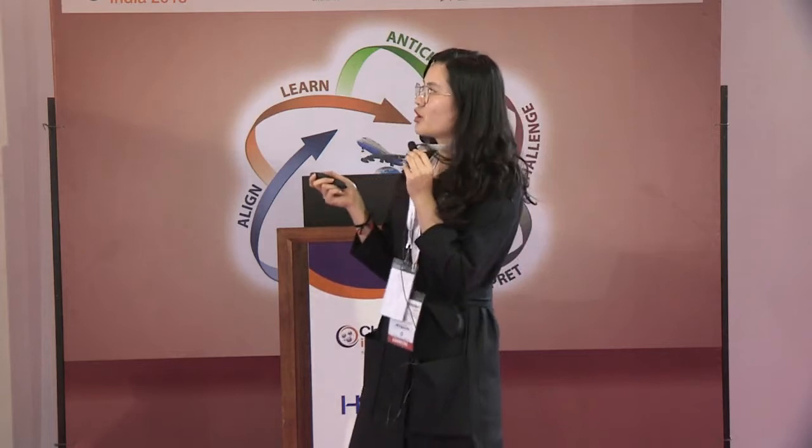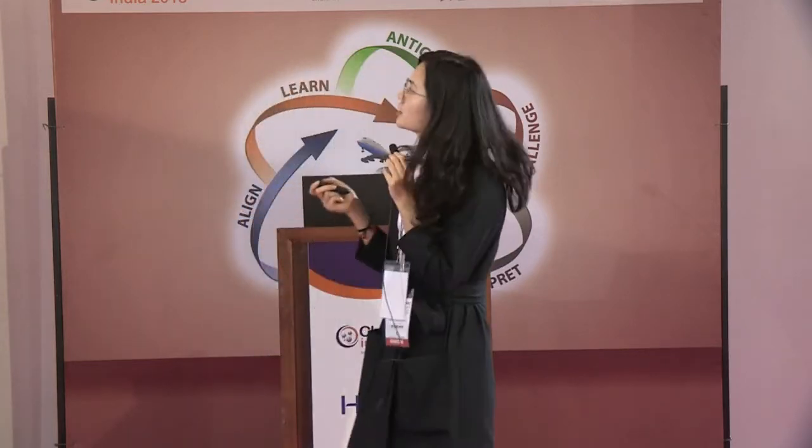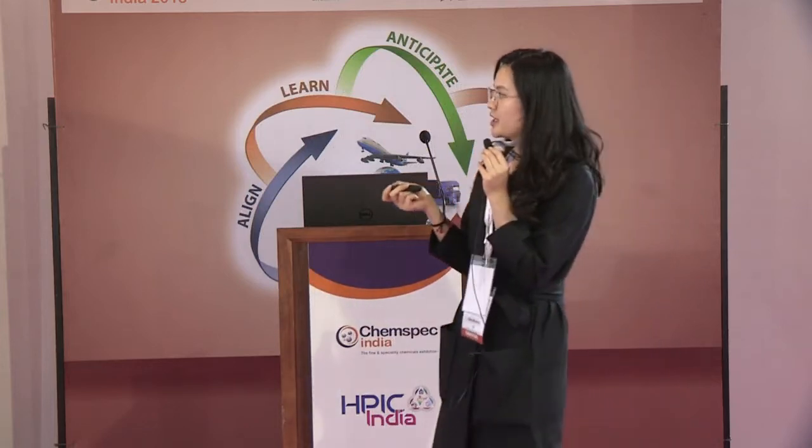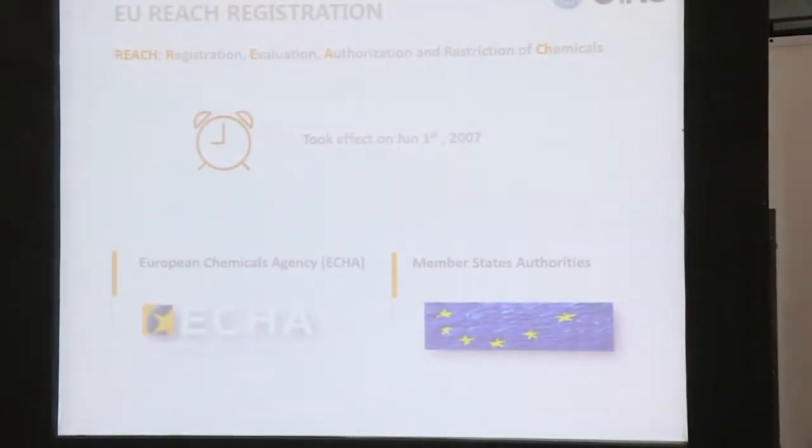So what is REACH? REACH is short for registration, evaluation, authorization and restriction of chemicals. It first took effect on June 1st, 2007, and the authorities are the European Chemicals Agency, which is also called ECHA, and the member state authorities in European countries.